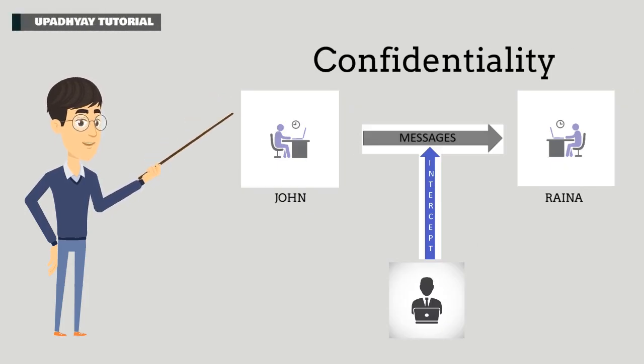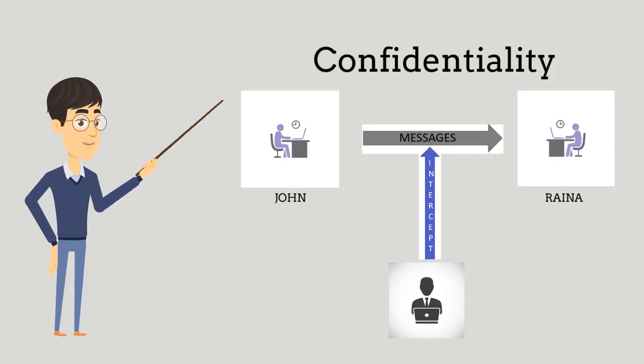Let us understand this with the help of an example. John and Raina, as shown here, are communicating with one another by sending messages using their computer. It's quite obvious that none of them will want others to see their messages. That is, they want their messages to be confidential. This establishes the need of confidentiality.